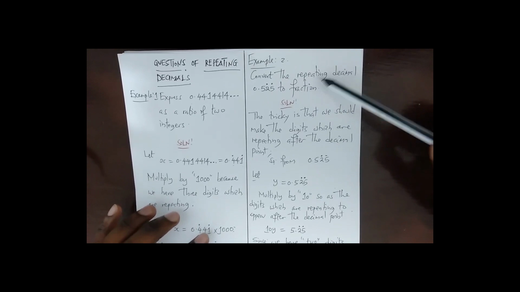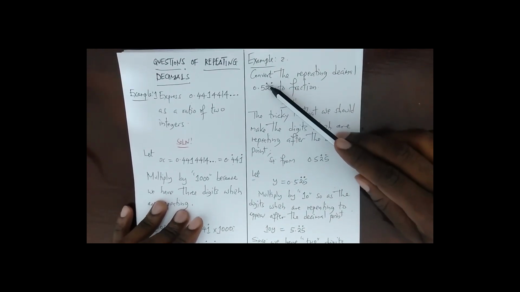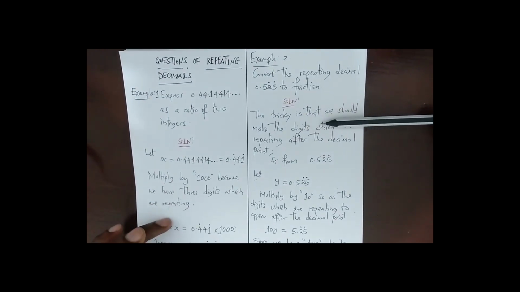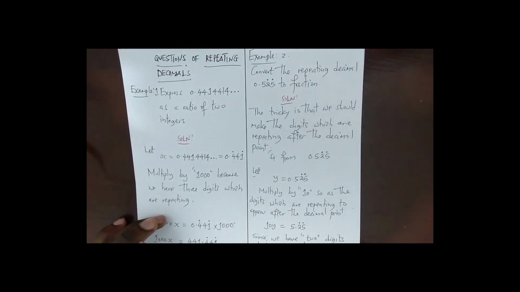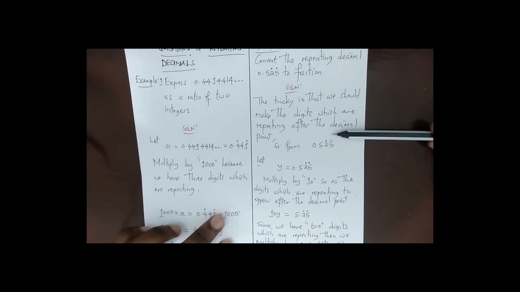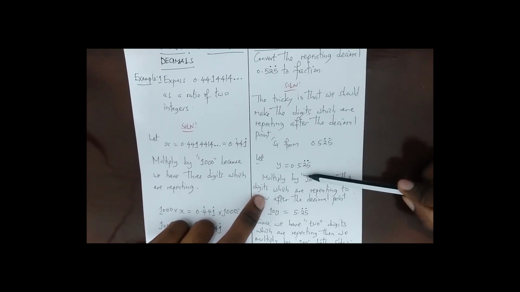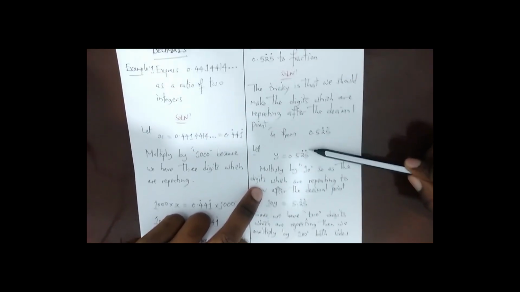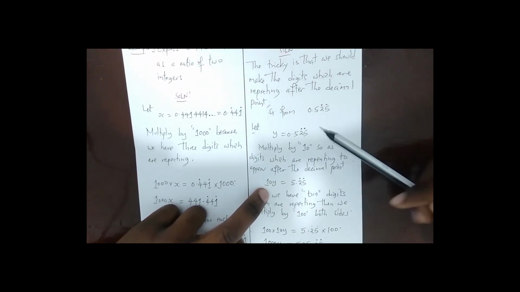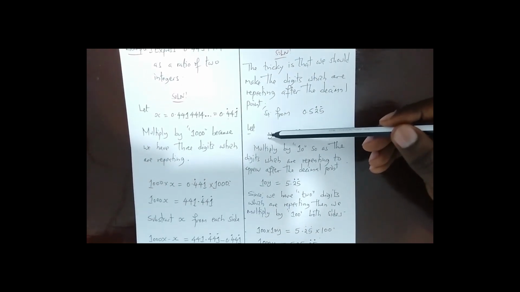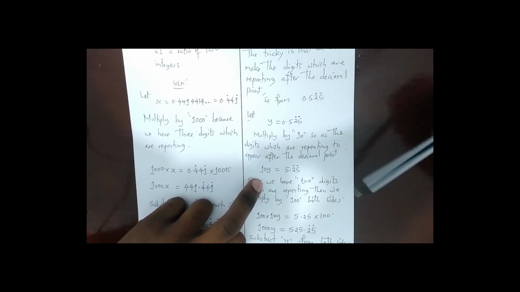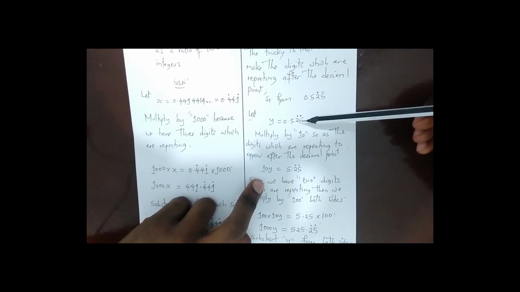Example 2. Convert the repeating decimal 0.52, where 5 and 2 are repeating, to a fraction. Solution. The trick is that we should make the digits which are repeating appear after the decimal point. So, from 0.525, where 2 and 5 are repeating, let y equal 0.525 with 2 and 5 repeating. Multiply by 10 so that the repeating digit appears after the decimal point. Therefore, 10 times y gives 10y, and if you multiply 0.525 by 10, you'll have 5.25, whereby 2 and 5 are repeating.